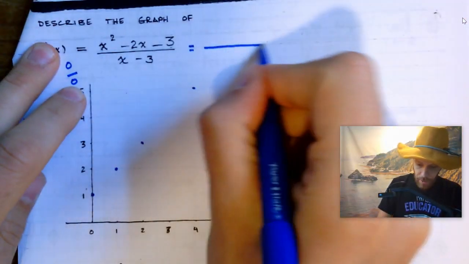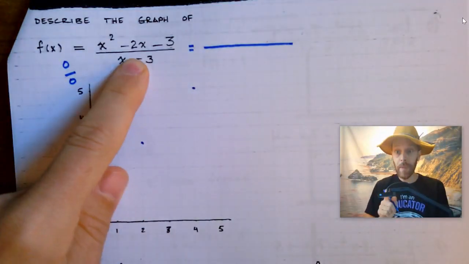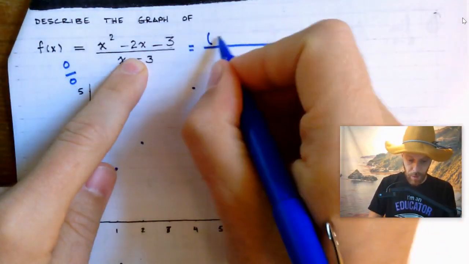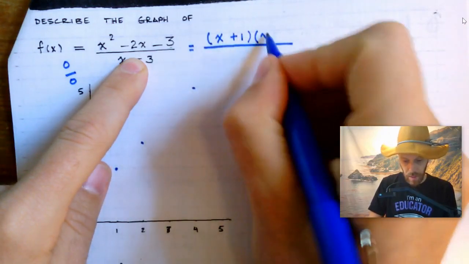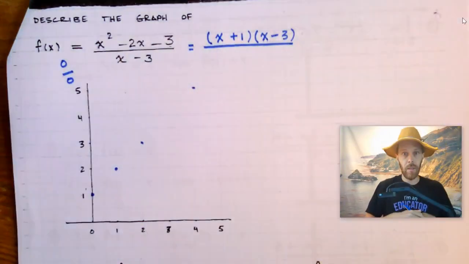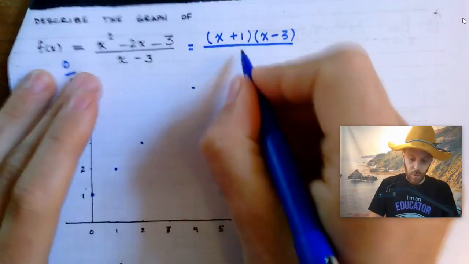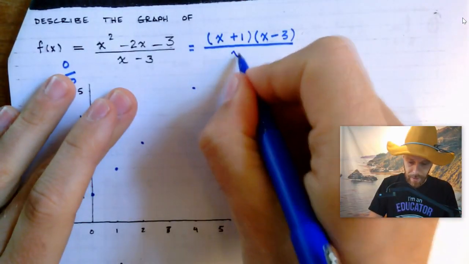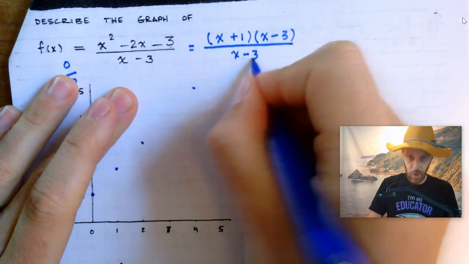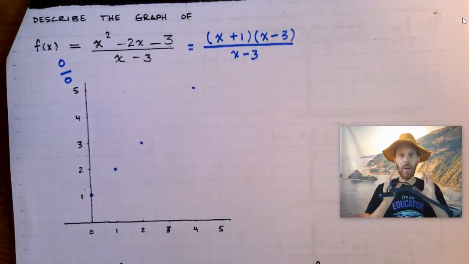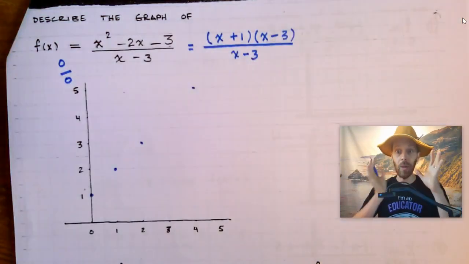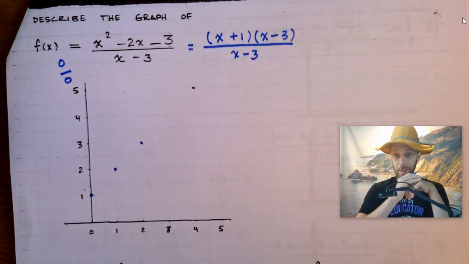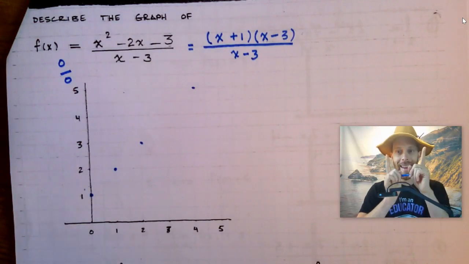You could factor this numerator. Maybe some of you noticed that this factors to x plus 1, x minus 3. Well, that's important because if you look at the denominator, it's also x minus 3. Here's what that means, that you have an x minus 3 and an x minus 3 here. I know a lot of you are thinking, oh, I can just cancel those. Well, you can, except for there's one little catch here.